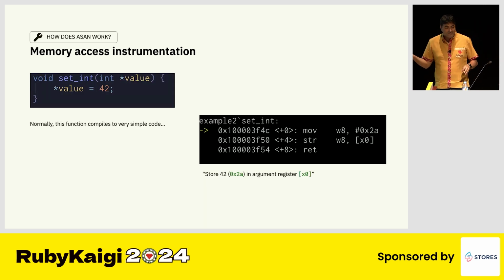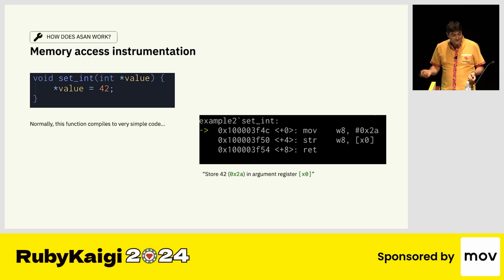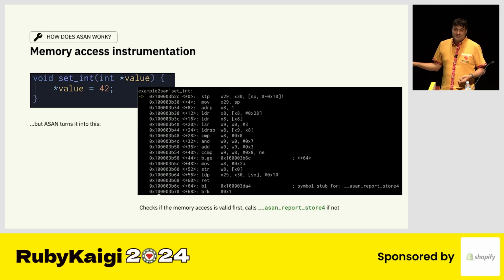This is a function. It does some very obvious things, like set that value to 42. And if you look at what code the compiler generates normally, it's pretty straightforward as far as assembler goes. It's like 3 instructions to put 42 in there and return. Now, if you compile the same function with ASAN enabled, you get that monstrosity.